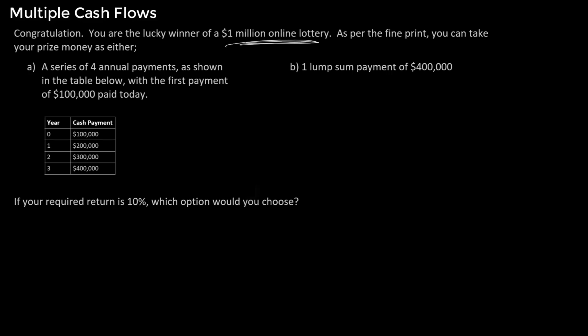As per the fine print, you can take your prize money as either a series of 4 annual payments as shown in the table below. If you choose option A, you receive $100,000 up front, $200,000 1 year from now, $300,000 in year 2, and $400,000 in year 3 to add up to a total of $1 million. Or you can choose option B, one lump sum payment of $400,000.